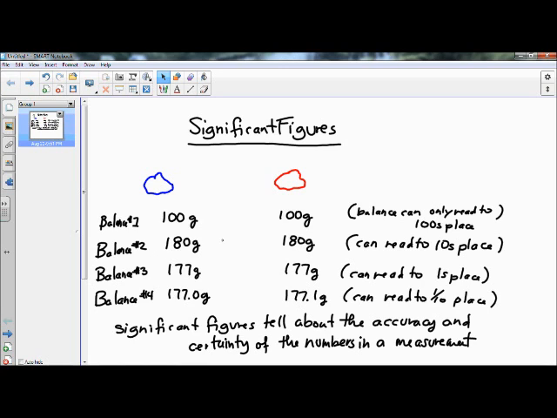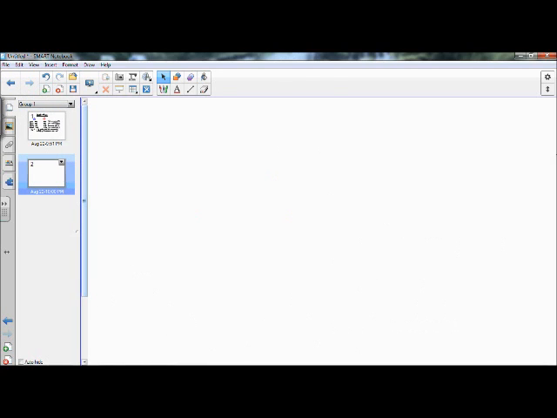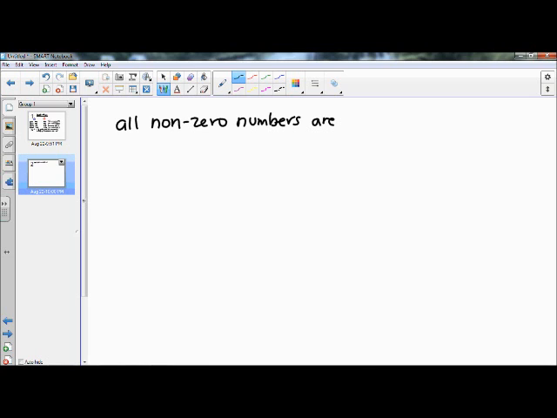So our next question is, when we look at a measurement, how do we know which ones we consider significant? In other words, which numbers are significant in a measurement and which ones are not? So first of all, all non-zero numbers are what we call significant. Anything that's not a zero gives us information about the accuracy and certainty in a particular measurement.